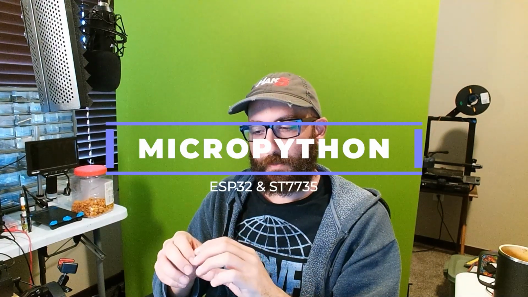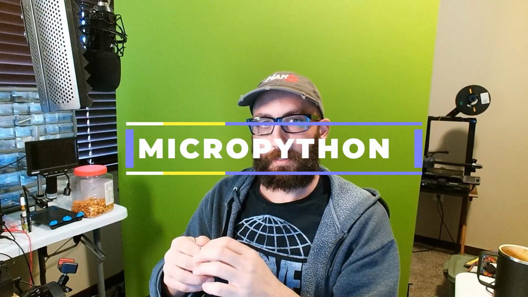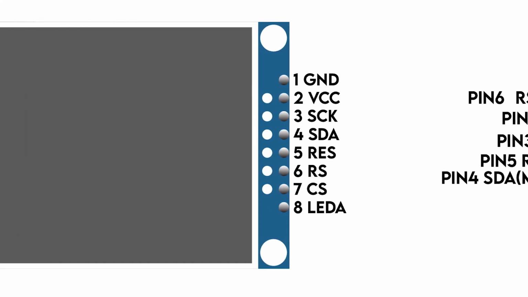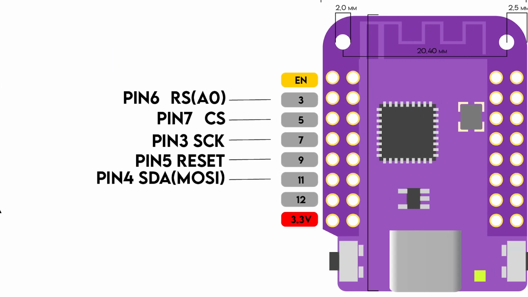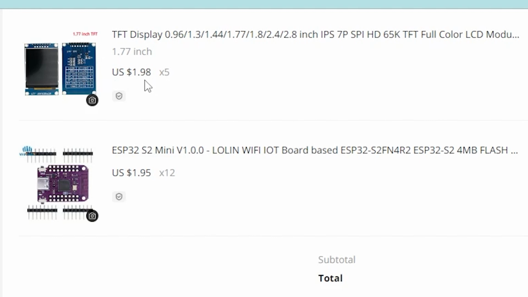Today we're going to be working with the ESP32 S2 MicroPython and getting an ST7735S board or display to work. It's a TFT screen. They're pretty inexpensive on AliExpress. You can get these boards from as little as $1.98 each.